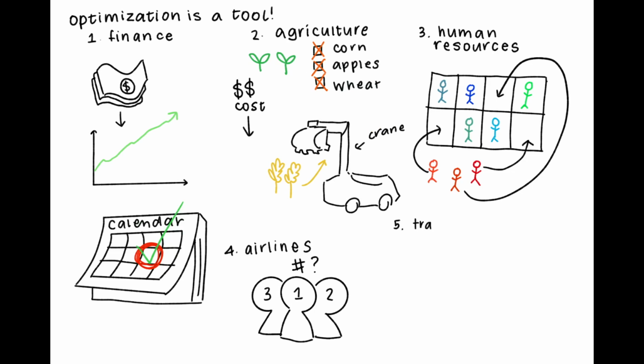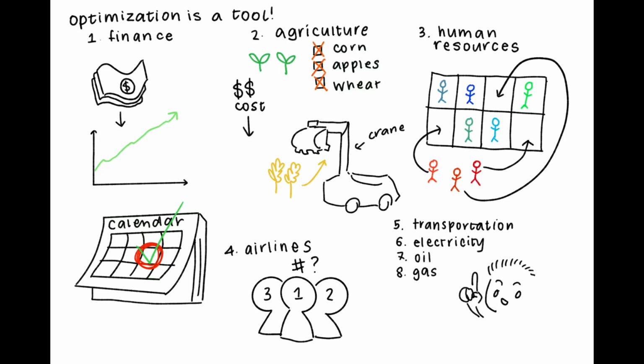There are other industries that use optimization like transportation, electricity, oil and gas, and many other capital-producing companies. But optimization is still used most commonly in the three areas mentioned above.